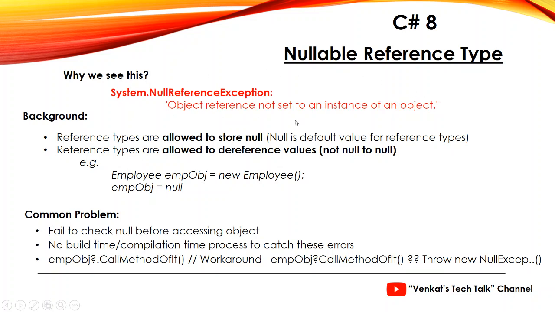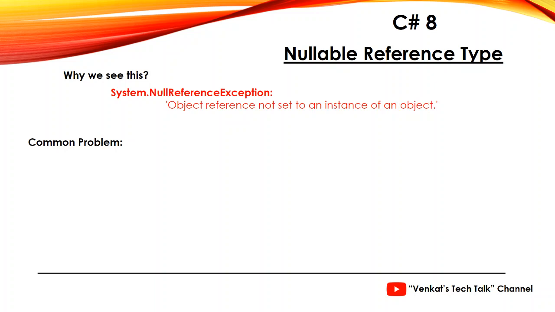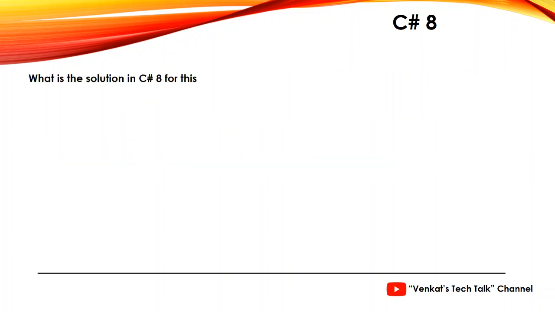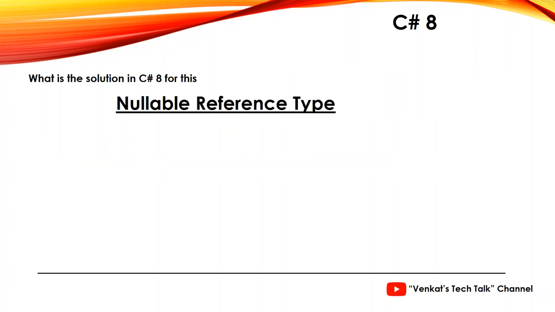Now C# language version 8 is trying to address this, and the solution in C# 8 is nullable reference types. In the next video, I will walk through this feature, how to use it, and how it makes our code free of this kind of null reference error. It looks like magic, but it is really interesting. Let us see it in action.